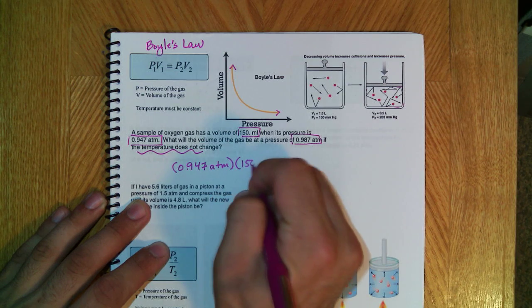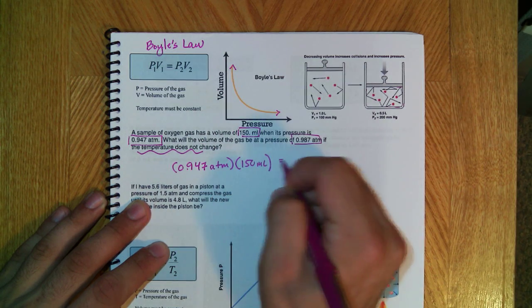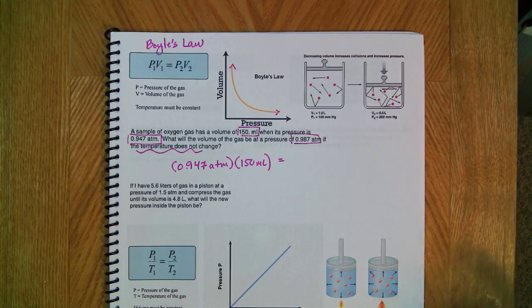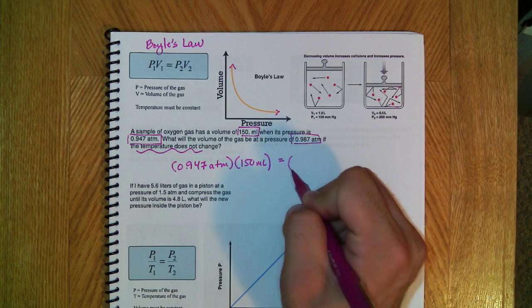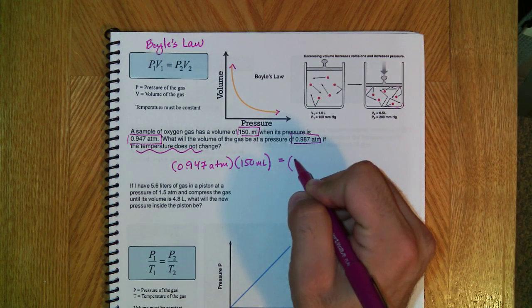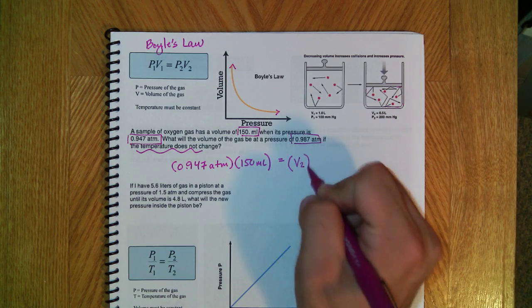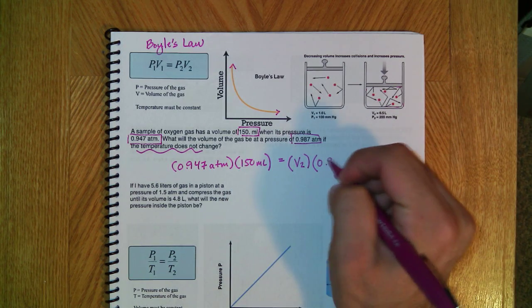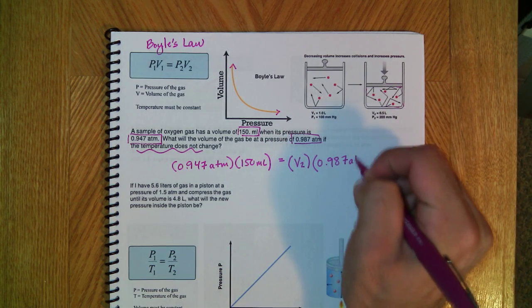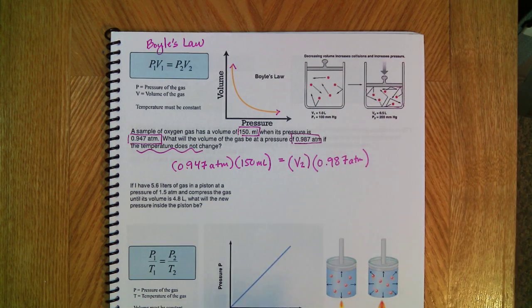V1 is 150 milliliters. There's no restriction on the units here because there's no temperature. The units just have to be the same on either side, the pressure unit and volume unit. We want to figure out what the new volume is when the pressure changes to 0.987 atm. What we should do first is make a prediction.